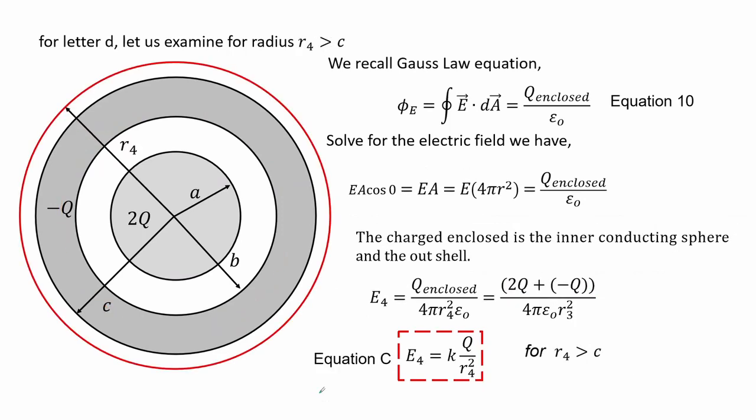For letter D, let us examine for radius r4 greater than c. The charge enclosed is the inner conducting sphere and the outer shell, which is just 2q plus negative q, so the net charge enclosed is q, so the electric field is given in equation C.